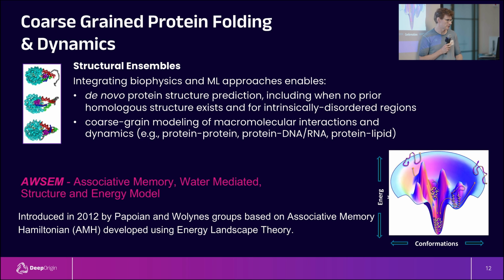So there are other alternatives. One particular area we work on is building this coarse-grained protein folding model, which is physics assisted by AI. It has a fun name called AWESOME, Associative Memory Water-Mediated Structure and Energy Model. But basically what it does is protein structure prediction. It can do that, but also dynamics. And you can do dynamics of binding with DNA, lipids, and other things.